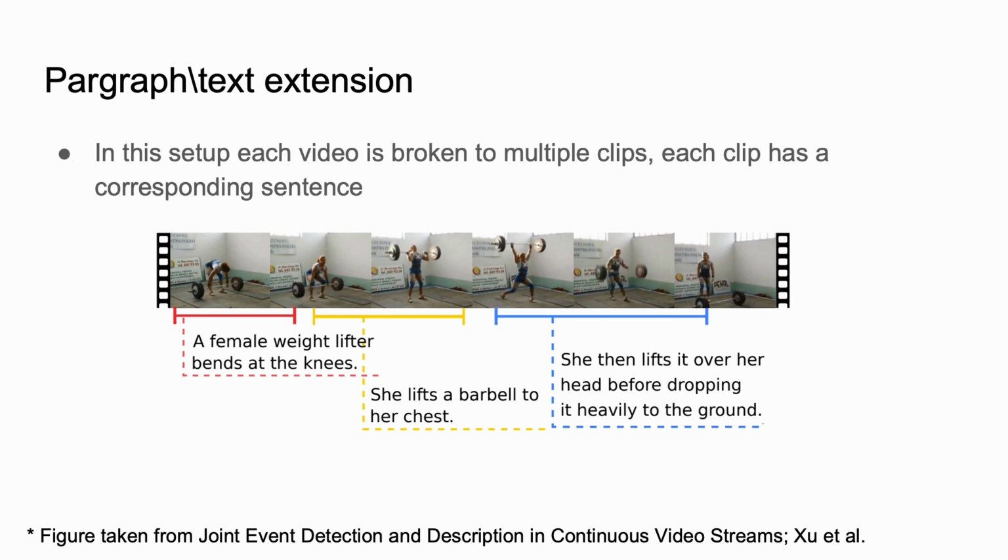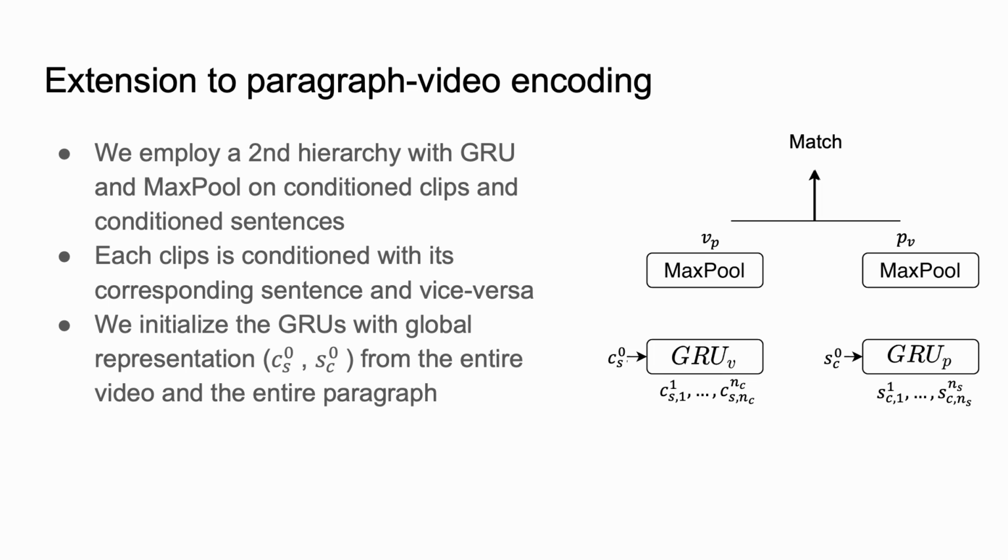In the settings of video and paragraph retrieval, each video is composed of multiple clips, and each clip has a corresponding sentence describing it. In order to apply our previous model on the paragraph and video retrieval settings, we add the following unit above our previous model, which contains two GRUs, one for the clips and one for the different sentences, and we later max pool across all of the segments to get global video and paragraph representations. Both GRUs are initialized with the global representations of the video and the paragraph.